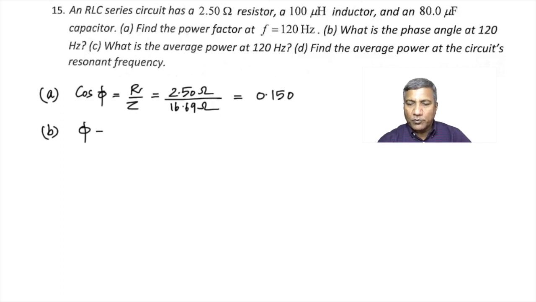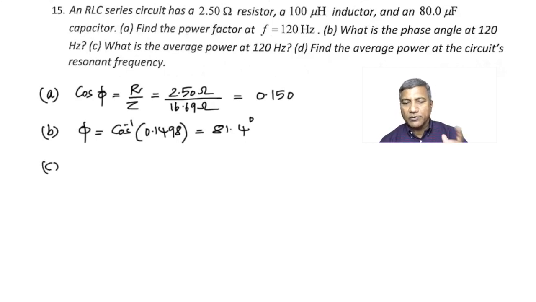And we get 0.150. And remember that phi, in this cosine phi, is actually the phase angle. So in the B part, we are asked to find the phase angle. Now we got cosine phi. If we know the value of cosine of an angle, you take the inverse of that to find the angle. So the phase angle is the inverse cosine of 0.1550, and I put the exact number that I had in the calculator. That's why you see 0.1498 instead of 0.150. And you get it as 81.4 degrees.